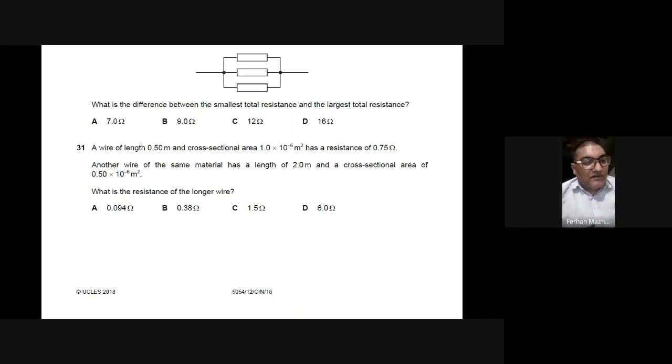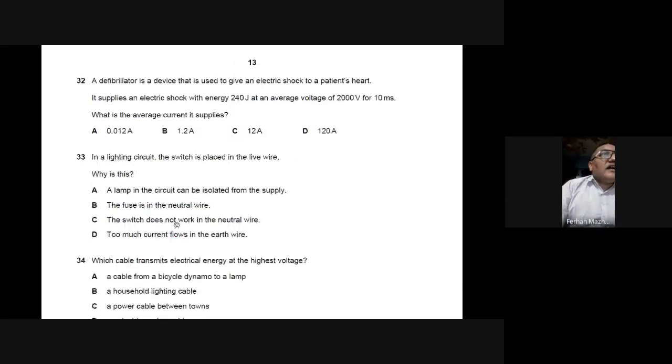Okay, so we are moving to the next question. Next question is 32. He says a defibrillator is a device that is used to give an electric shock to a patient's heart. You must have seen that when somebody has a heart attack, they give him electric shocks. The doctor holds two plate-like things in their hand, puts them on the chest of the patient, and gives the electric shocks.